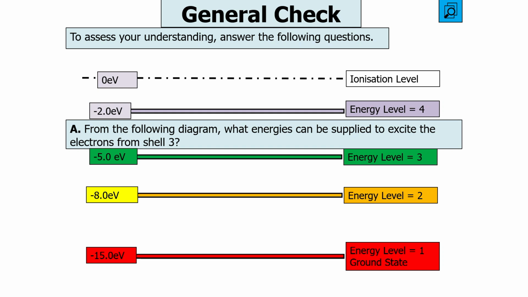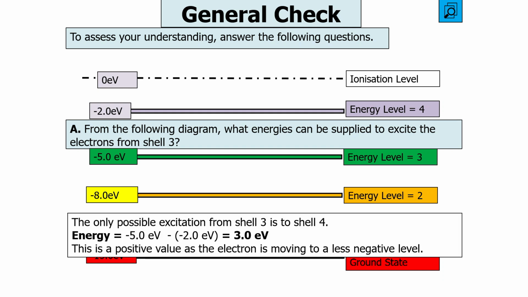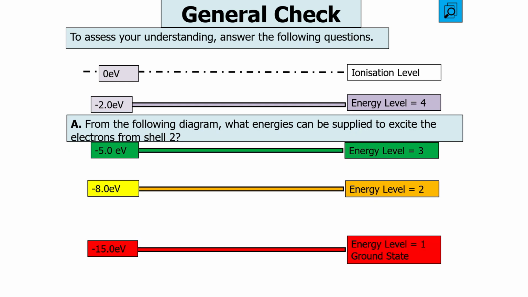From the following diagram, what energies can be supplied to excite the electrons from shell 3? So pause the video now, then unpause the video when you want to go through your answer. The only possible excitation from shell 3 is to shell 4, so therefore it's minus 2 eV minus minus 5 eV, which is 3 eV.